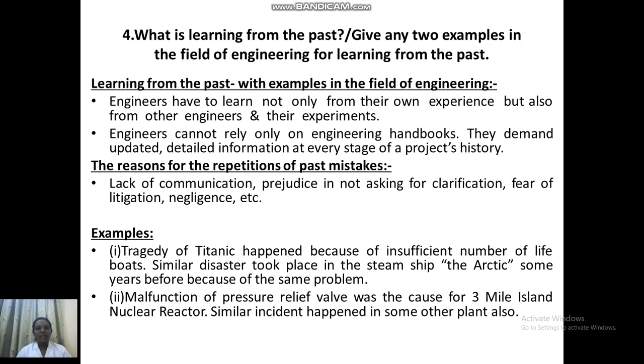Examples for learning from the past. The tragedy of the Titanic happened because of an insufficient number of lifeboats. A similar disaster took place in the steamship Arctic some years before because of the same problem. The second example: malfunction of a pressure relief valve was the cause for the Three Mile Island nuclear reactor disaster. A similar incident happened in some other plant also.